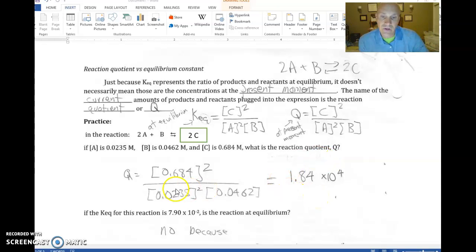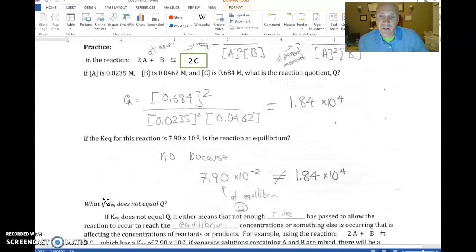So the follow-up question is, if the KEQ for this particular reaction is this number right here, would this reaction be at equilibrium? Well, the answer would be no, because if this reaction were at equilibrium, once you plug these numbers in, you should get a value equal to the KEQ. So the fact that these are not the same is evidence that this is not at equilibrium.